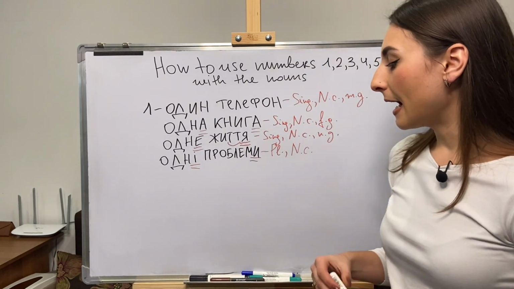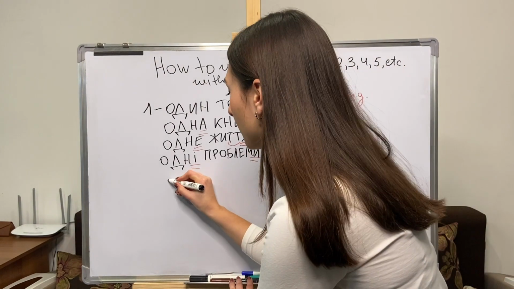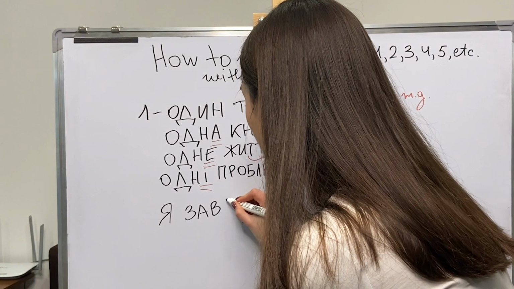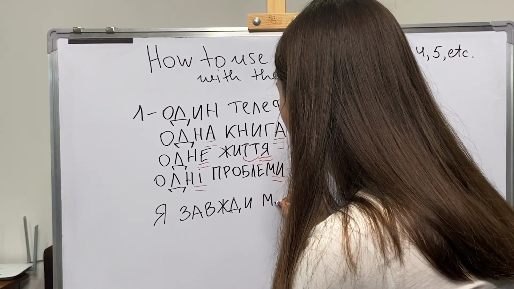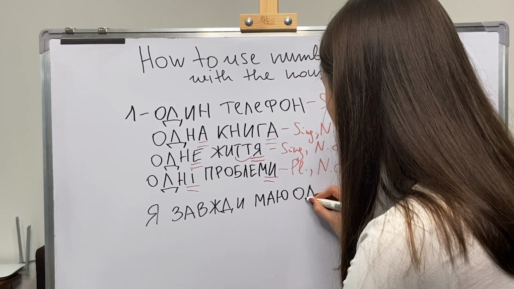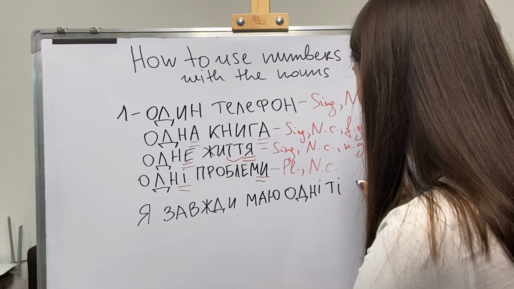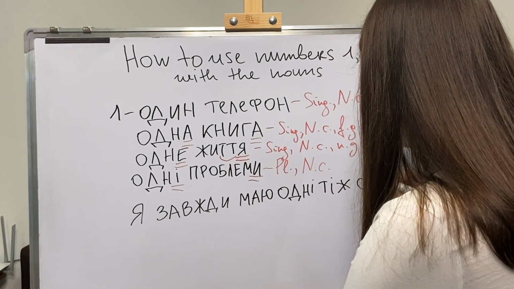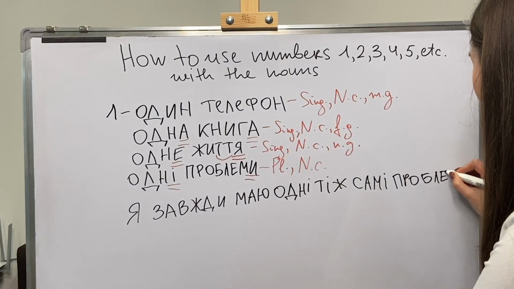For example, я завжди маю одні ті ж самі проблеми. Let me just write this example for you. Okay, it's a little bit confusing, this sentence, but I will explain it right now.